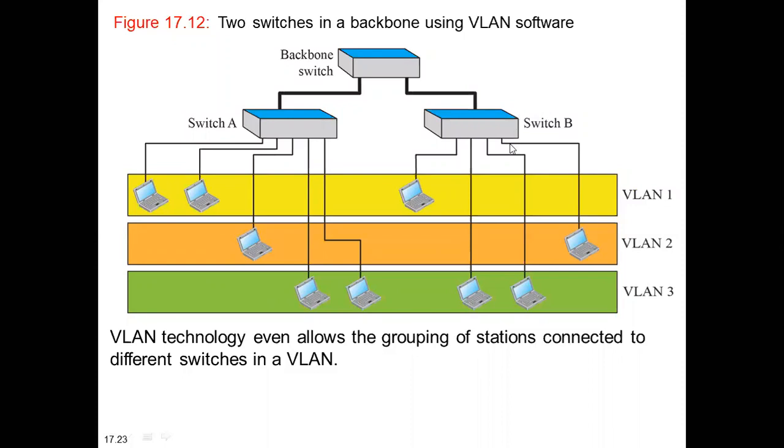Similarly, switch B also. If you want to communicate, a particular station on switch B as well as a particular station on switch A can be placed in a particular virtual LAN. That means virtual LAN technology allows the grouping of stations connected to different switches in a LAN. The grouping can be done with respect to different stations placed in different LANs, and they can be grouped together through the virtual LAN. So this is about the virtual LAN software.